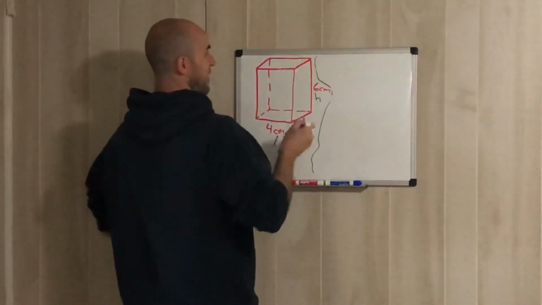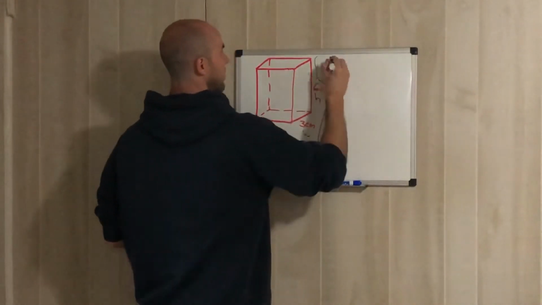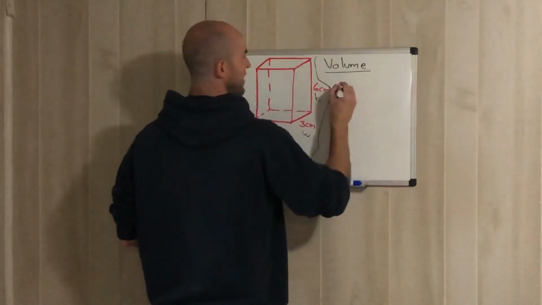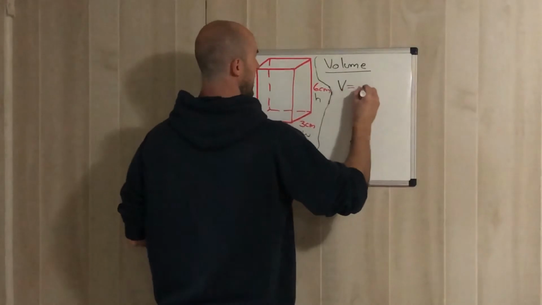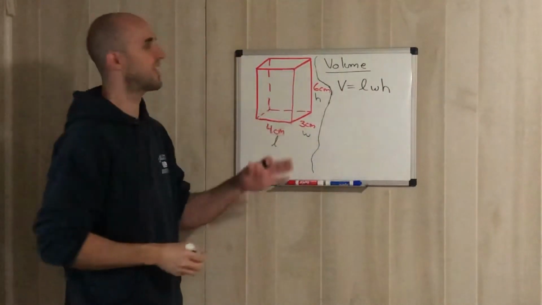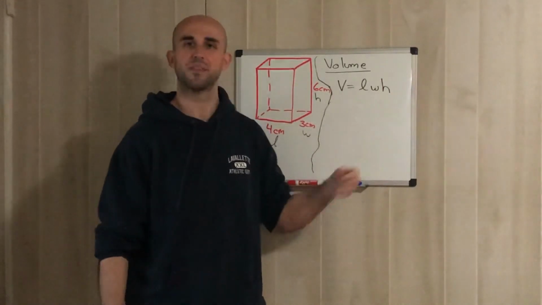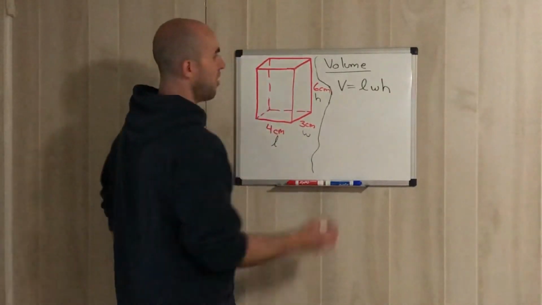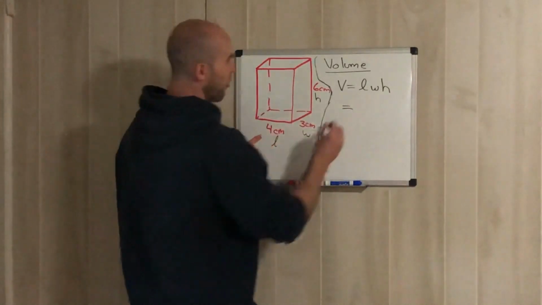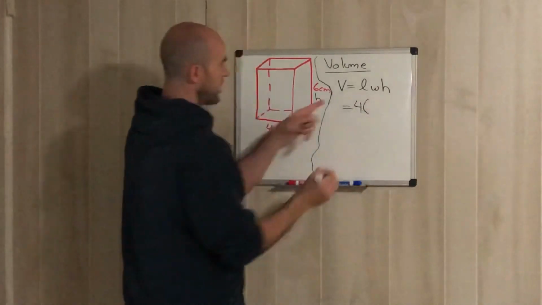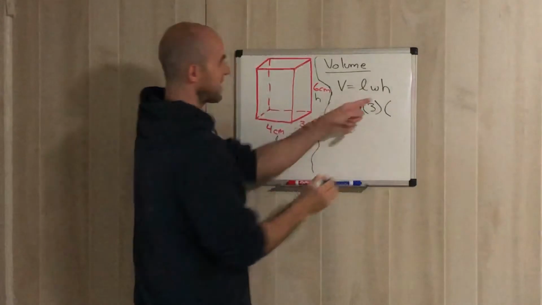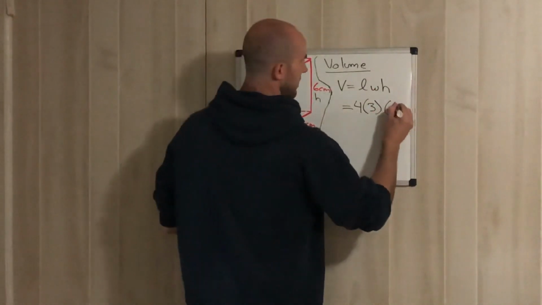And now if we wanted to find the volume of the figure, whenever it comes to finding volume, it would be length times width times height. And you can see it that way just because, again, whenever all the variables are next to each other, it just means that you're multiplying them all. So, easiest thing in the world. We know that the length is 4. We know that the width is 3. And we know that the height is 6.